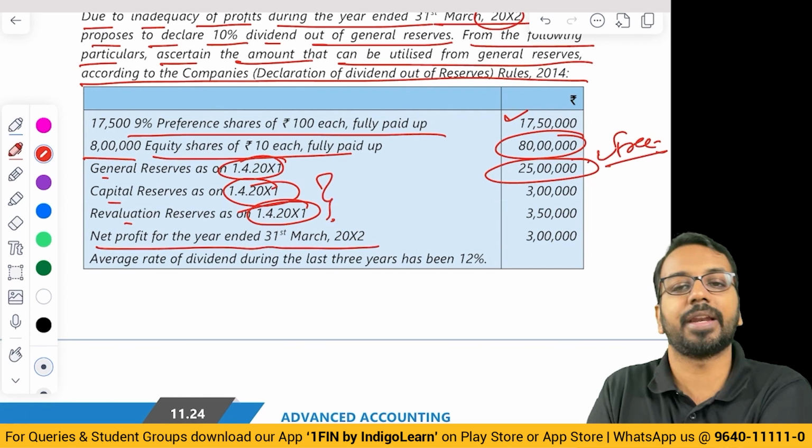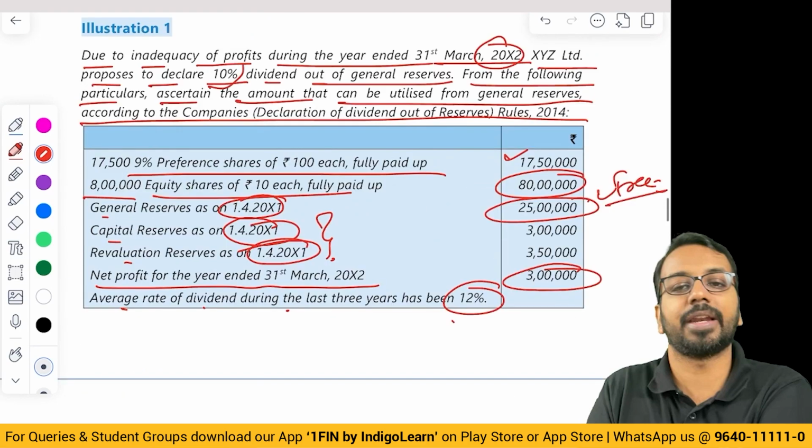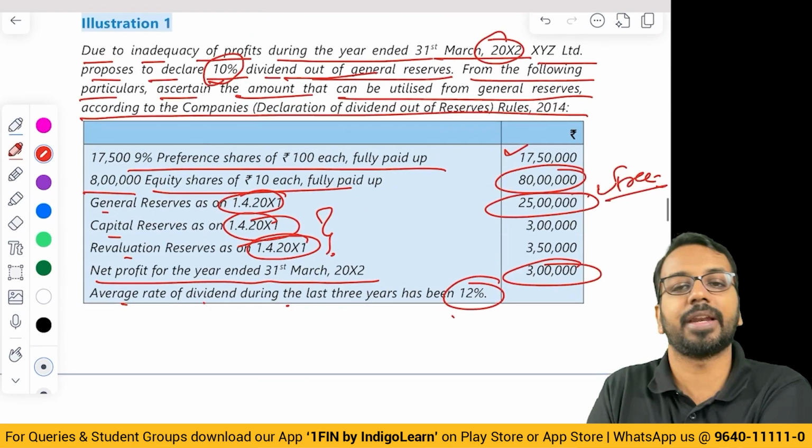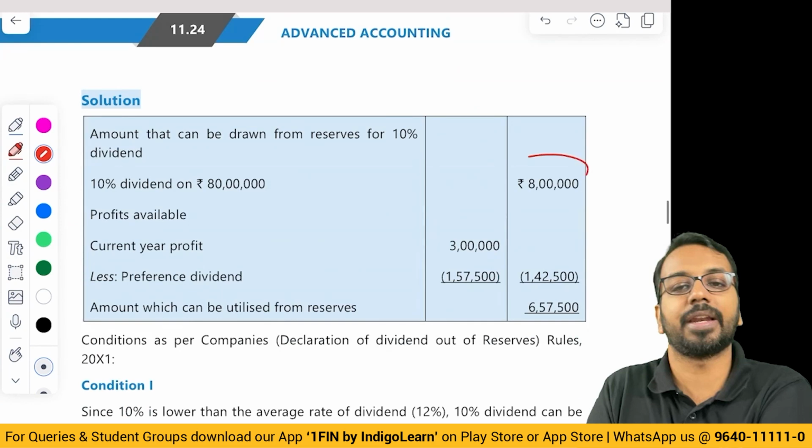Net profit for the year is 3 lakhs. Average rate of dividend is 12%. Now I have to declare 10% dividend. Okay, now can I declare that dividend? How do we check? First, you want to declare 10% dividend out of general reserve. So equity shares 80 lakhs, 10% dividend will make it 8 lakhs. 8 lakhs is what I have to declare.